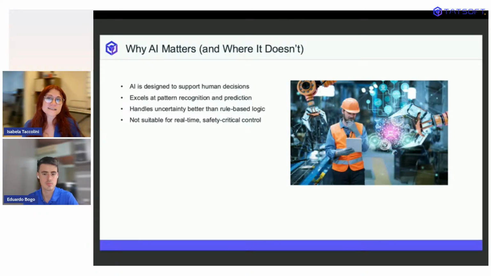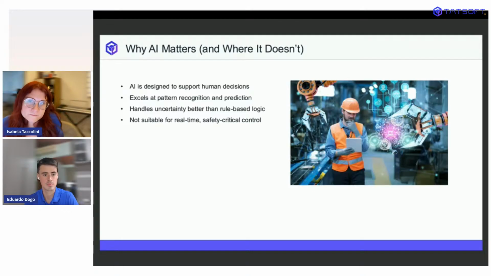So that's where it really excels, because it finds you those patterns: pattern recognition and prediction. Those are the top two things that it does. It can really help you make sense of a lot of data. It handles that uncertainty much better than just some rule-based logic. But that also means it's really not suitable when we think about real-time and safety critical control. It's most effective if you're using it to generate insights, recommendations, or predictions, but you're still using rule-based and control systems to execute actions more reliably and safely.